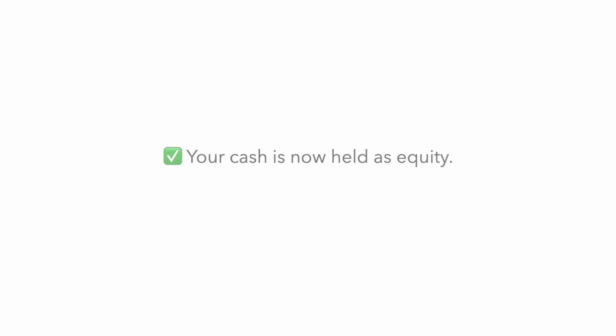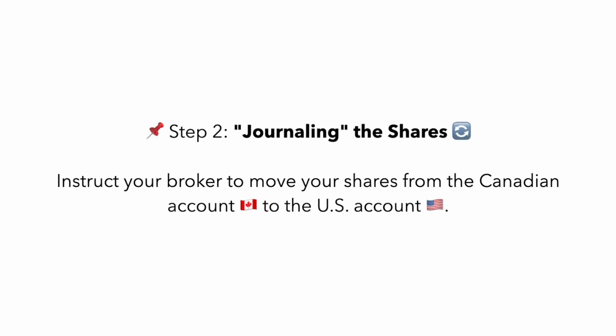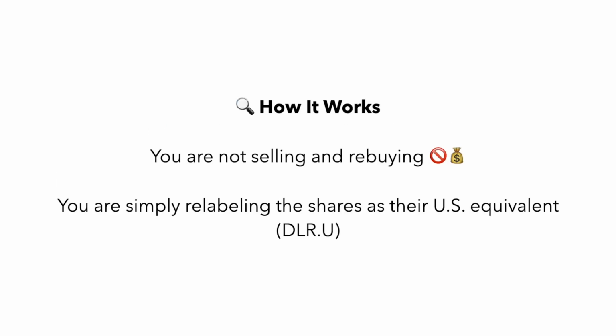Once the purchase is complete, you may move those shares from your Canadian account to your US account. In technical terms, this is called journaling the shares. You are not selling the shares and buying them again. Rather, you are instructing your broker to redefine the shares you already own as their US equivalent, which trades under the ticker DLR.U.TO. Depending on your brokerage, this can sometimes be done online, but often requires a brief phone call or a secure message to the support team.